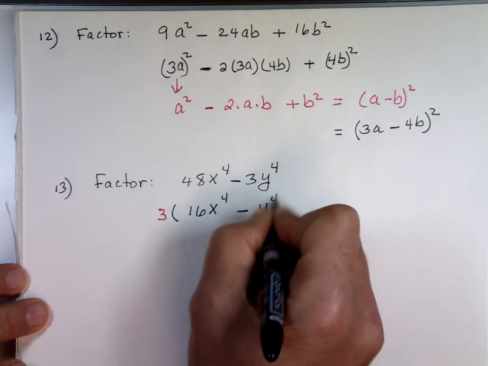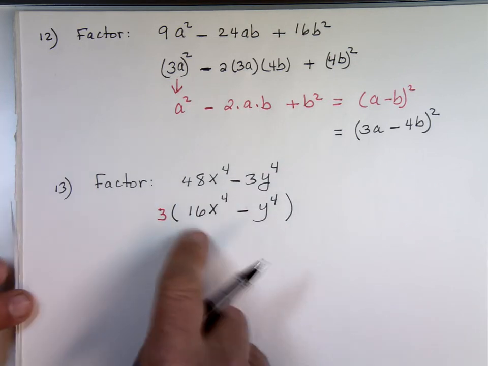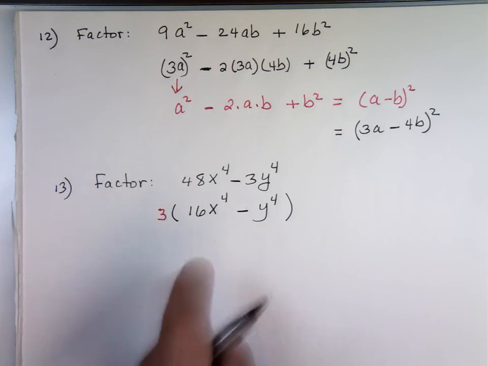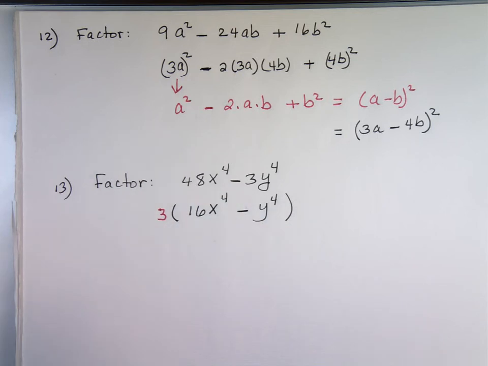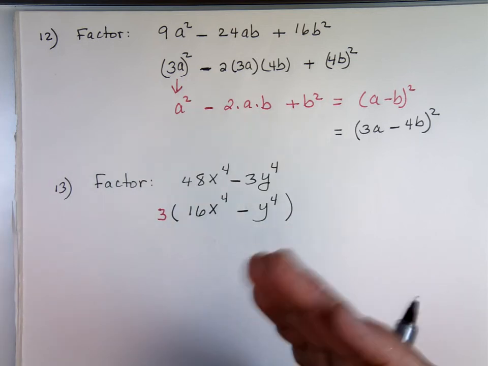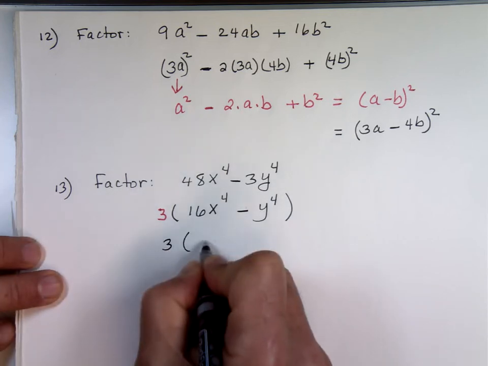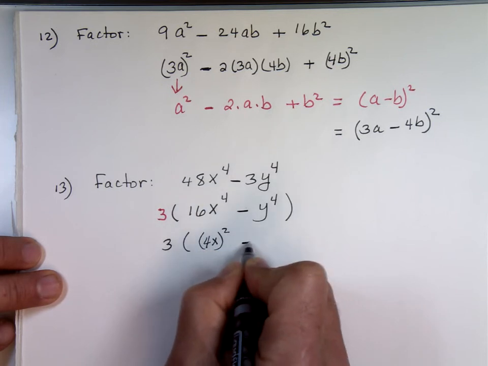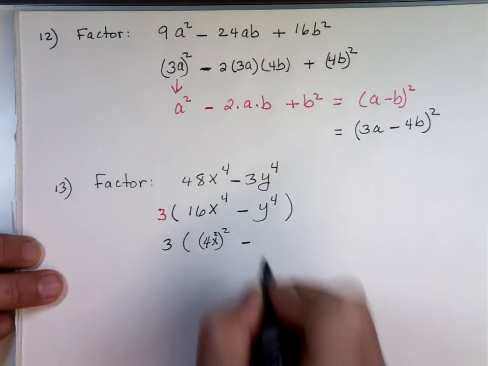And the question, are we done? Can I simplify this even more? Well, if you look at it, there's two terms. There's a minus sign between them. That sounds like the difference of two squares. So you can write that as 4x squared minus y squared.